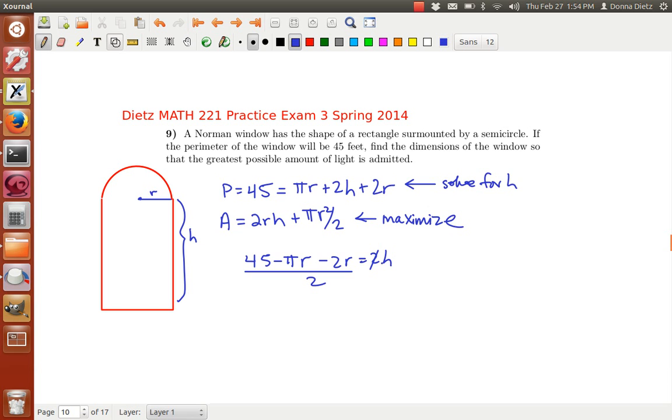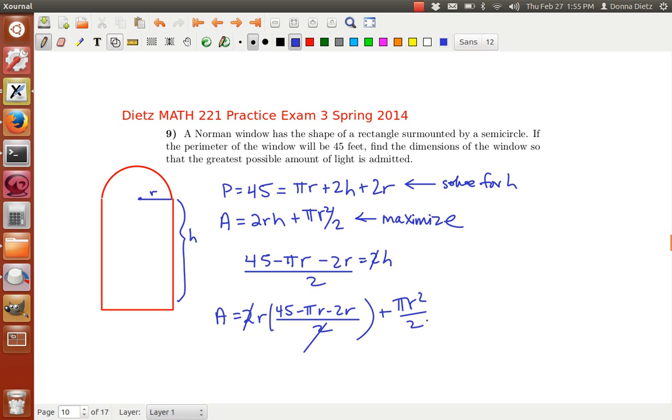Now we're going to plug that into area. Nice, the 2's cancel out. Plus pi r squared over 2. Right, so now area is only in terms of radius. Why is that? Well, because we had a fixed perimeter. If you imagine a loop of string that's 45 feet, then as you keep changing height, radius will change, or as you keep changing radius, height will change, but you can't change both of them independently because you already know what the perimeter is.